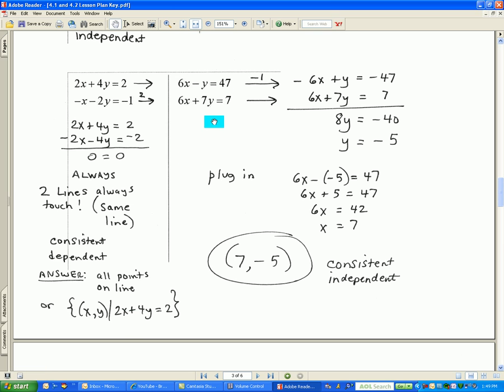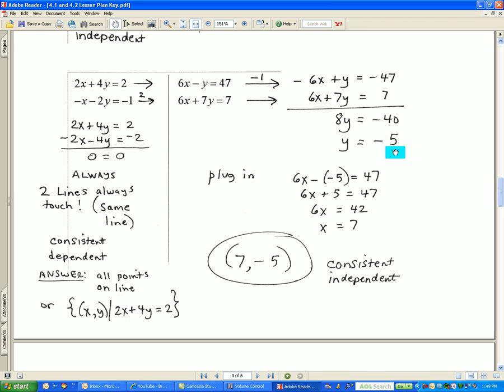All right, here's another system. In this system, notice how easily I can eliminate the x's. If I multiply the top equation by -1, that will put a -6x there, and that of course will eliminate with the bottom one. So the top equation becomes -6x minus y equals -47. 6x plus 7y equals 7. When I combine these, I get 8y is -40, y is -5.